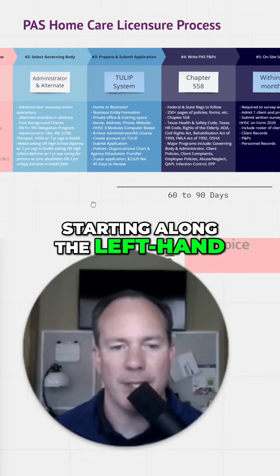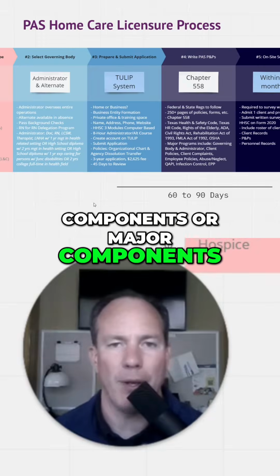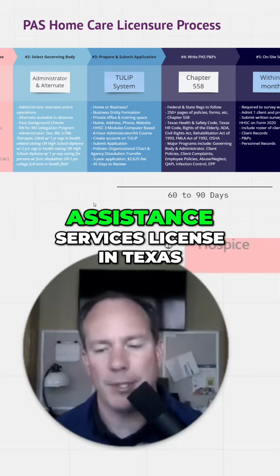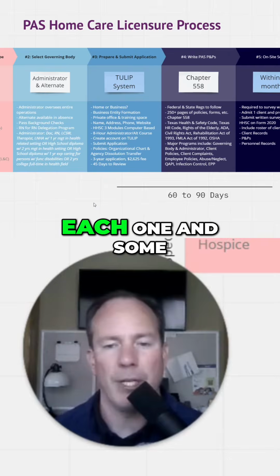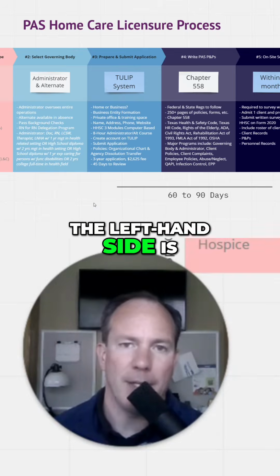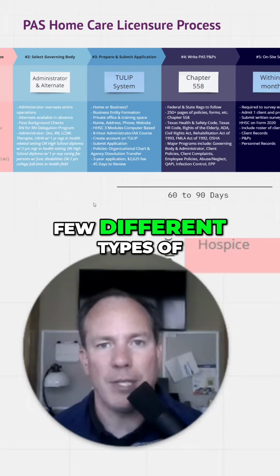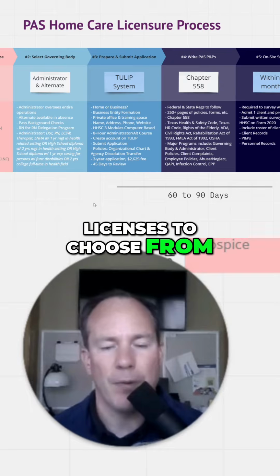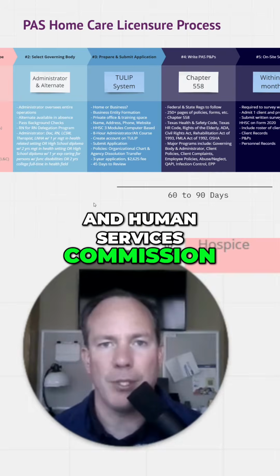Starting along the left-hand side here, there are 5 major components of obtaining your personal assistance services license in Texas. And we'll go through each one and some of the specifics for each one. All the way on the left-hand side is picking your correct license type. There are a few different types of licenses to choose from. They're all administered by the Department of Health and Human Services Commission.